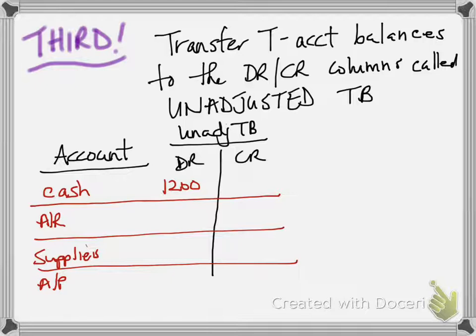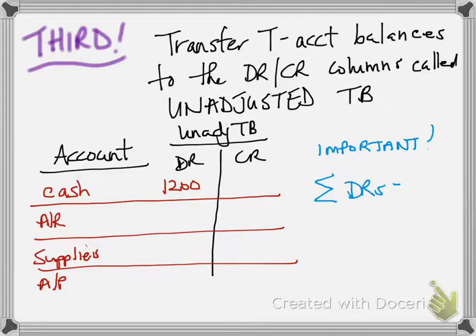And each one of the accounts listed will have one balance. It's either a debit or a credit. You don't put the sum of the debits and the credits. That's why we did step 2. You come up with the balance in the account, and then you post it to the unadjusted trial balance.